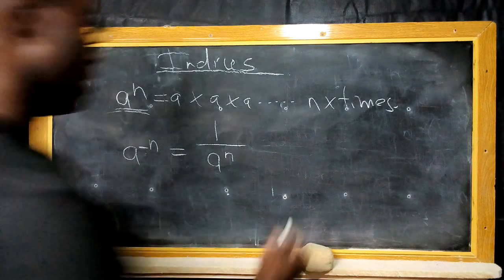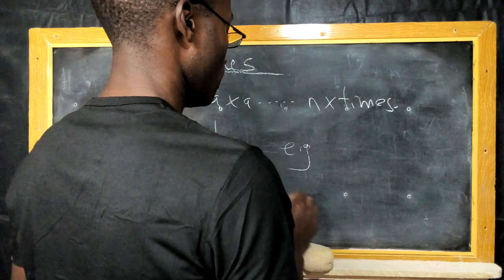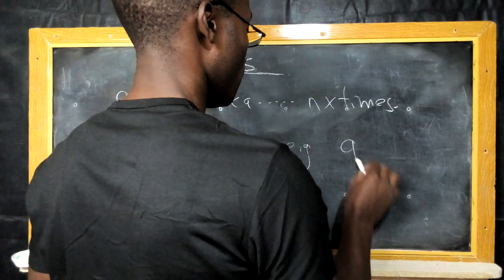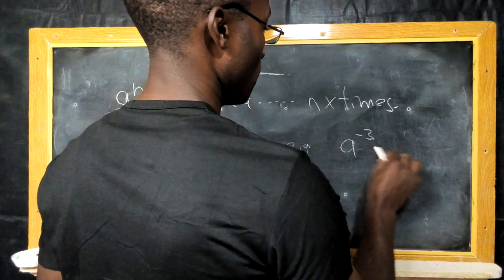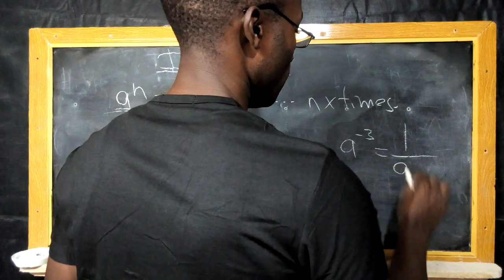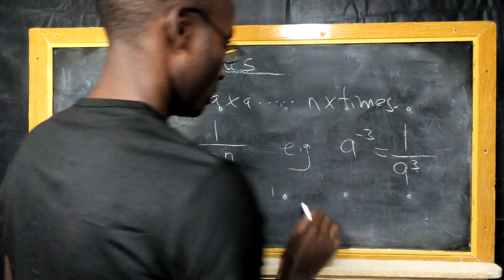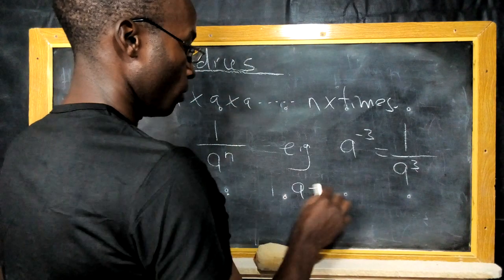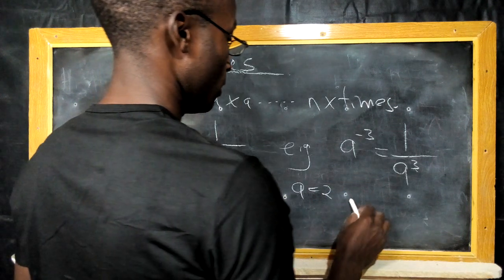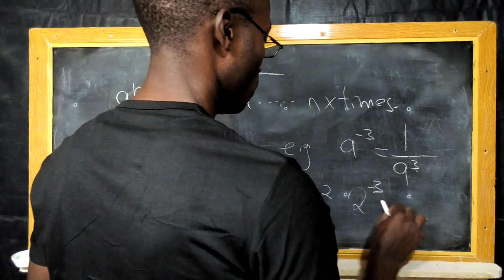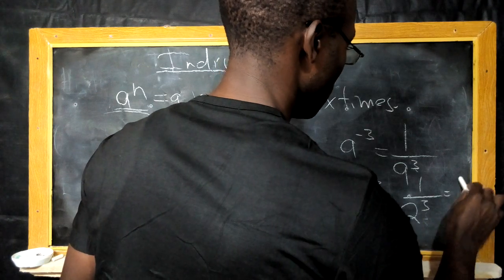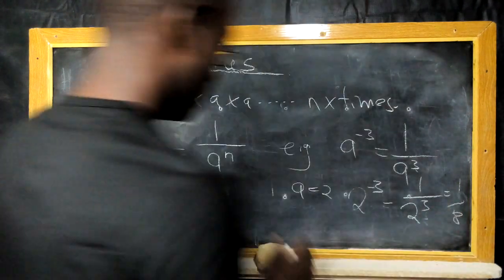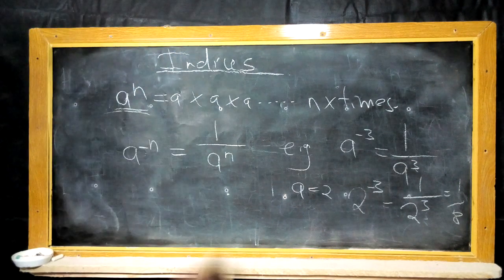Now suppose we had a number n, and say that is a raised to negative 3. This can be represented as 1 over a raised to power 3. Suppose a is equal to 2, then we can say it is 2 raised to negative 3, which is equivalent to 1 over 2 raised to power 3, which is 1 over 8.